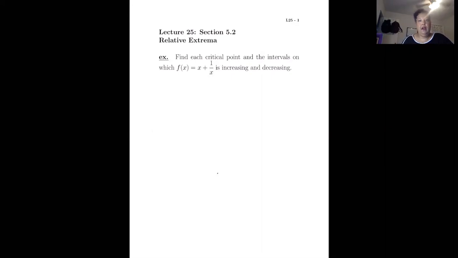All right, this is lecture 25, talking about relative extrema. We're going to start with an example, information that we did in lecture 24. I have a function f of x equals x plus 1 over x, and I want to know where the critical points are and where it's increasing and where it's decreasing. The first thing I'm going to note is the domain is everything but 0. So negative infinity to 0, union 0 to infinity. So 0 is a discontinuity.